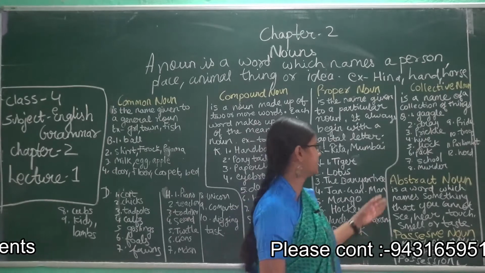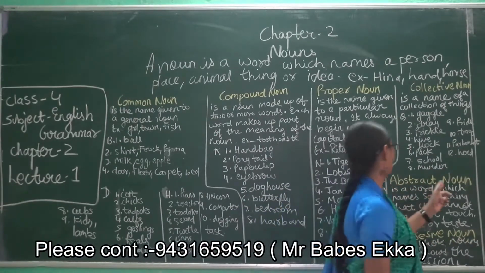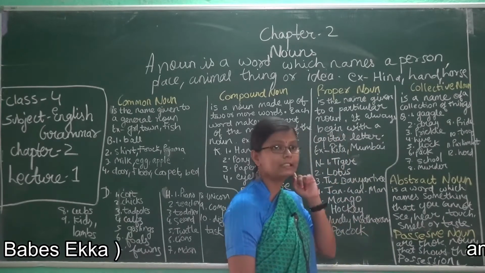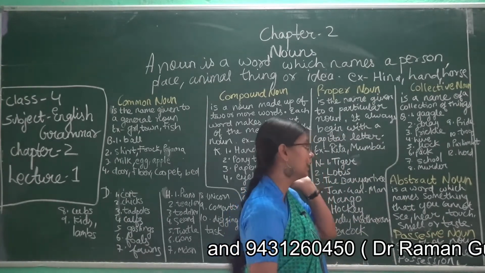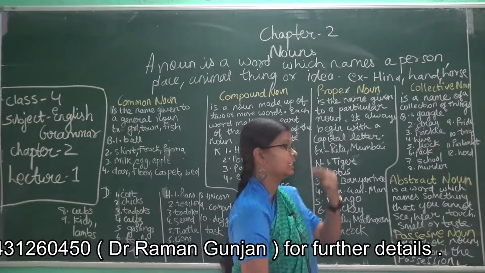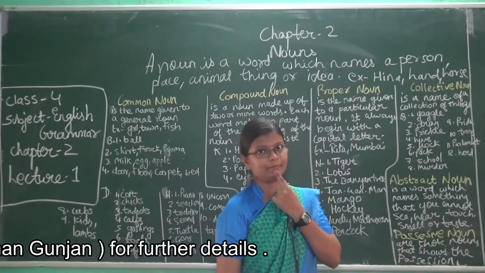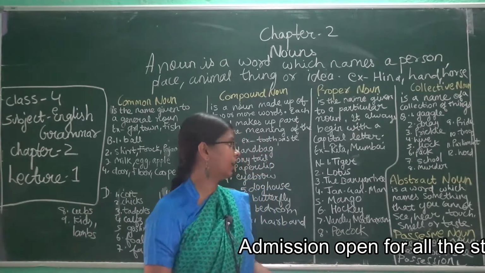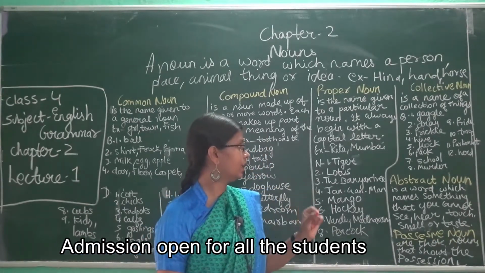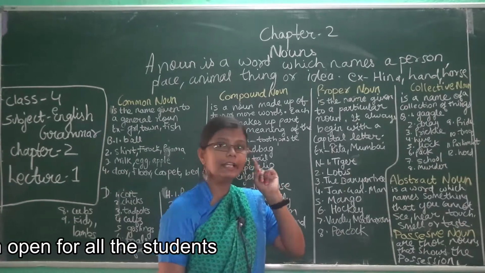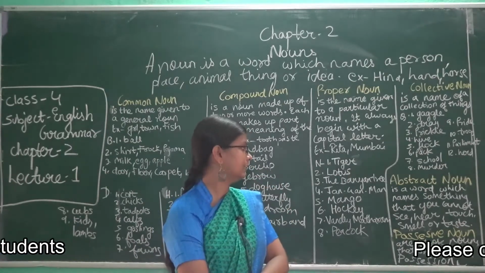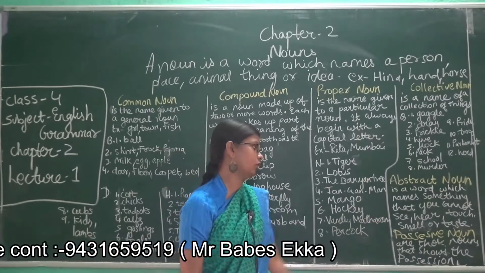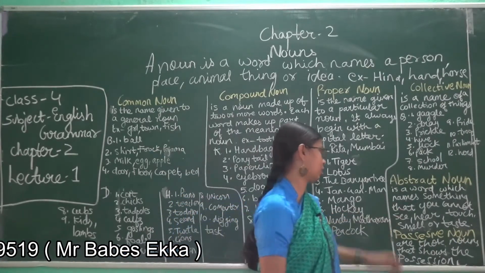Now come to abstract noun. An abstract noun is a word which names something that you cannot see, hear, touch, smell or taste, isn't it? Abstract noun is a noun which names something that you cannot see, hear, touch, smell or taste. So these are called abstract nouns.